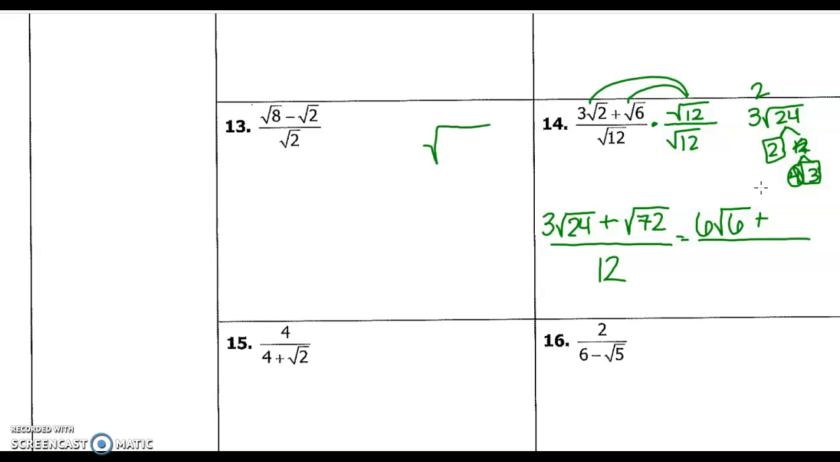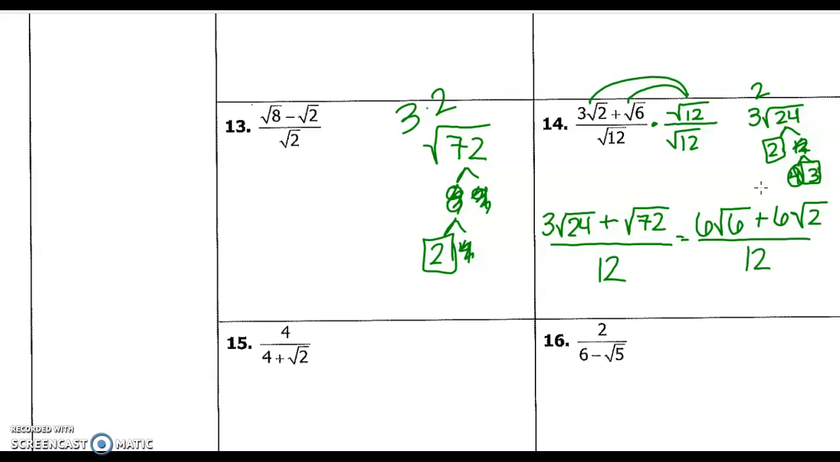I'm going to go over here for space. So 72, I don't know, I'm going to go 8 and 9. I know the square root of 9 is 3. 8 is 2 and 4. Square root of 4 is 2. This 2 is stuck. So 3 times 2 is 6. Radical 2 inside over 12.